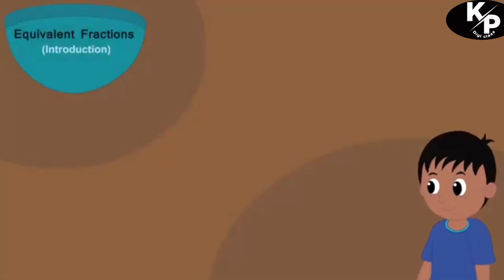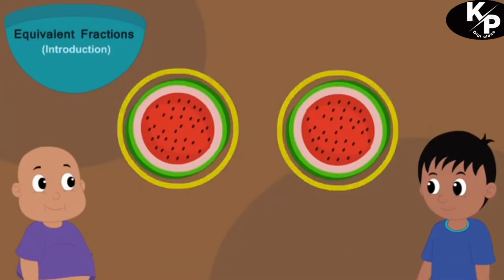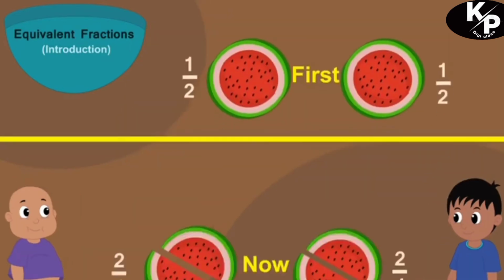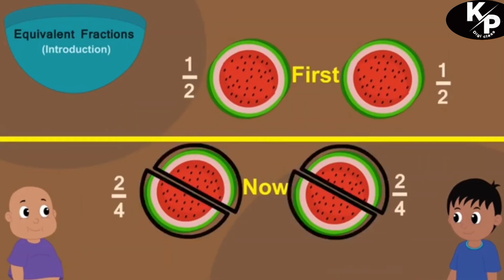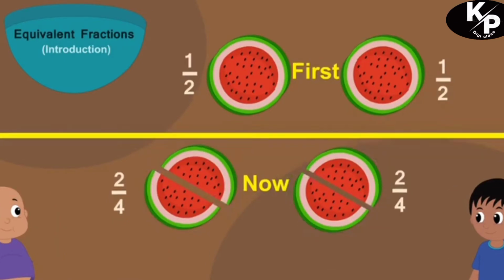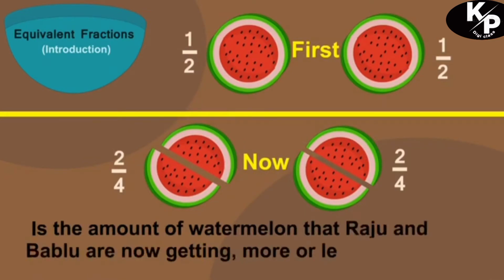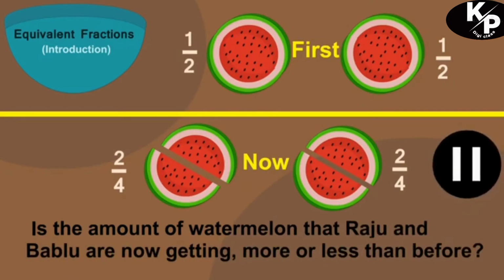Earlier, Raju and Bablu were getting 1 part out of 2 equal parts. And now, there are 4 parts of the watermelon, and they both are getting 2 parts. Children, is the amount of watermelon that Raju and Bablu are now getting more or less than before? If you wish to, you can stop the video and think about the answer.